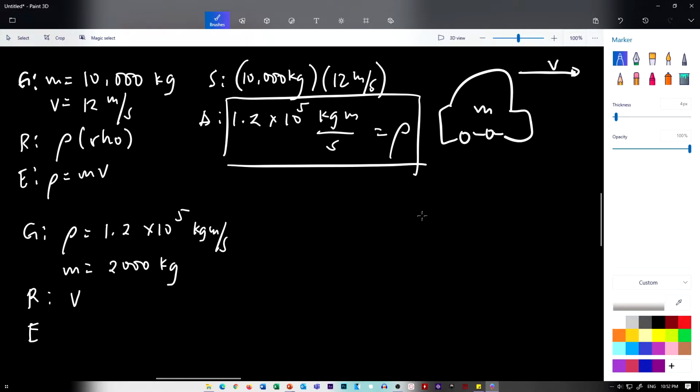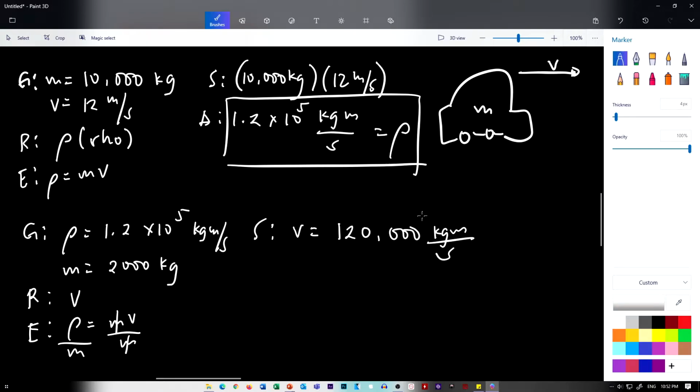For our required, we are looking for velocity, right? Then for our equation, we can show the derivation, but it's really easy, so you can just go straight at it. Doesn't matter, as long as it's just a one-step process, it's fine. So you have velocity is equal to, and I'm going to expand this one so we'll be able to show the cancellation, kg m over s, divided by 2,000.